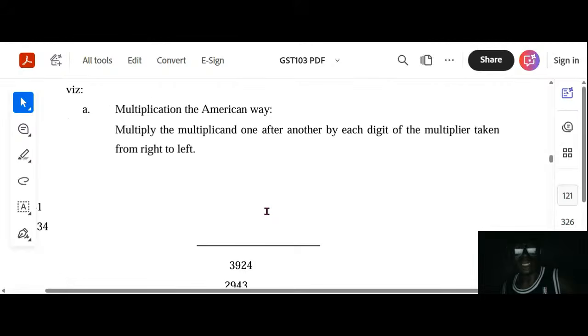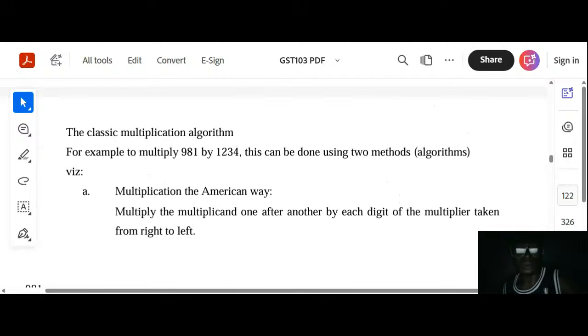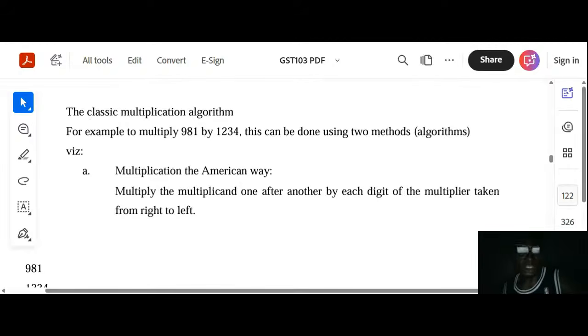Okay, let's check out that example of algorithm that they want to give us, and then we put an end to this section. Now, the classic multiplication algorithm. For example, to multiply 981 by 1234, this can be done using two methods or two algorithms. Methods of solving problems is what we call algorithm.